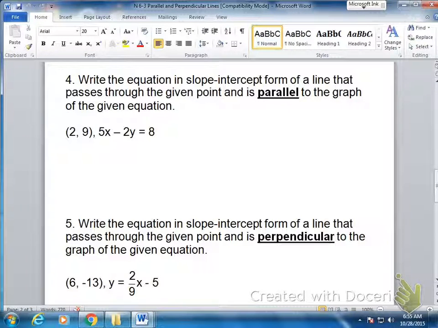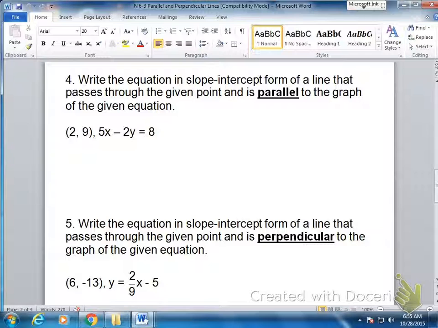Alright guys, so this is the second video about parallel and perpendicular lines, and I want to look at number 4. It says write the equation in slope-intercept form of a line that passes through the given point and is parallel to the graph of the given equation. Now, you should remember the parallel lines have equal slopes. Now they're giving us a line that is not our line, but a line that's parallel to it.